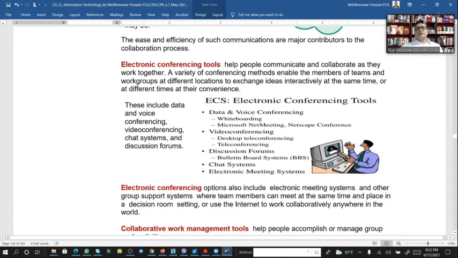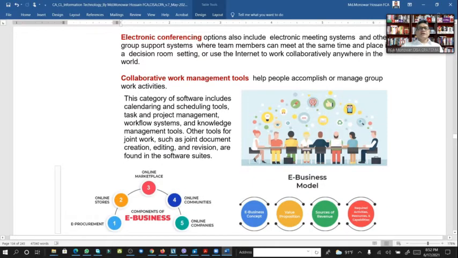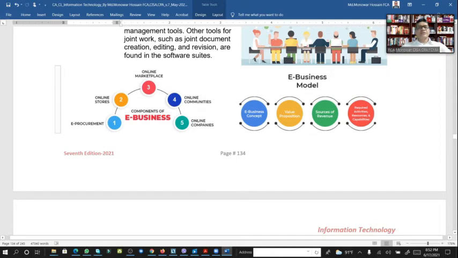And electronic conferencing tools mean that we can do data and voice conferencing, video conferencing, discussion forums through bulletin board systems, dashboard systems, chat systems, electronic meetings, etc. Then there are collaborative work management tools. This category of software includes calendaring and scheduling tools, task and project management, workgroup tools, etc., to help management achieve business goals.